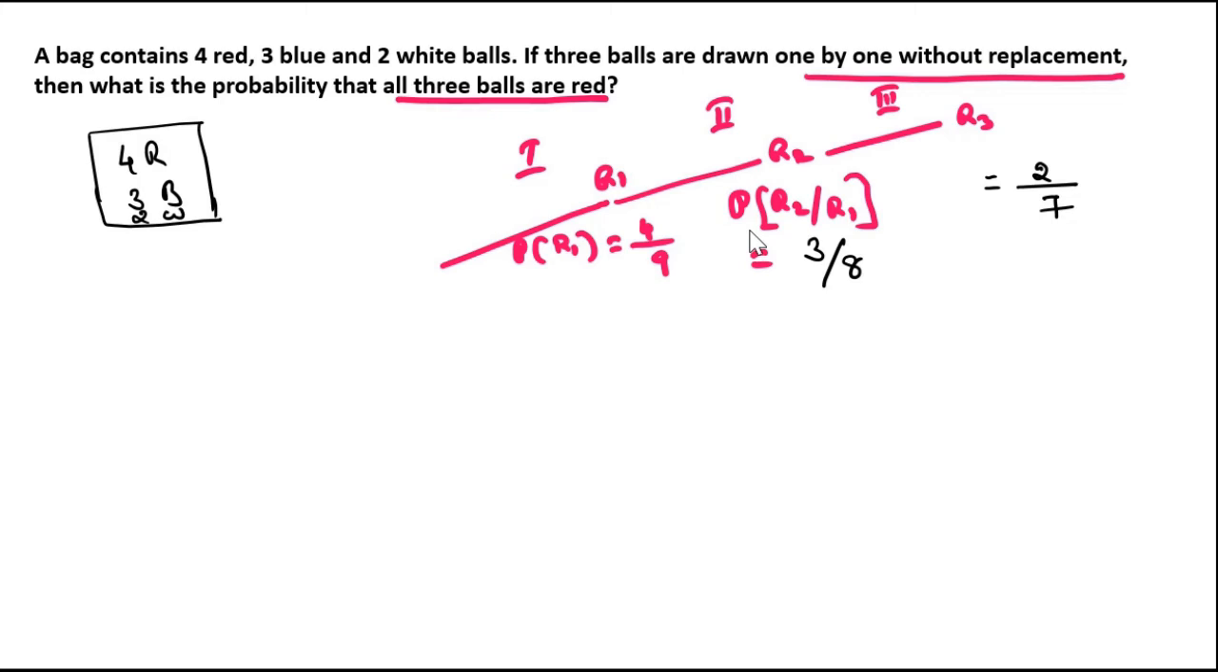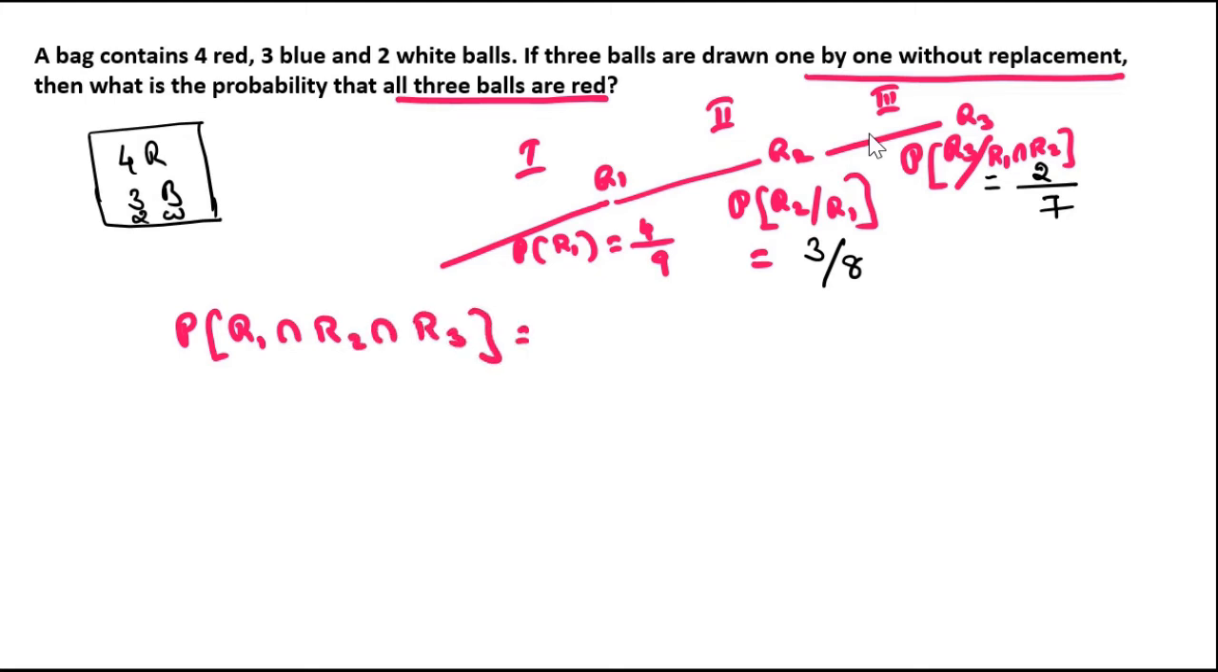So this will be the probability of R3. All of these have to happen, so R1 intersection R2 intersection R3. We want to find the probability that all 3 balls are red. So 4 by 9 first, second is 3 by 8, third is 2 by 7. So 4 into 2, 8, cancels, 3, 1 divided by 7 into 3, 21.